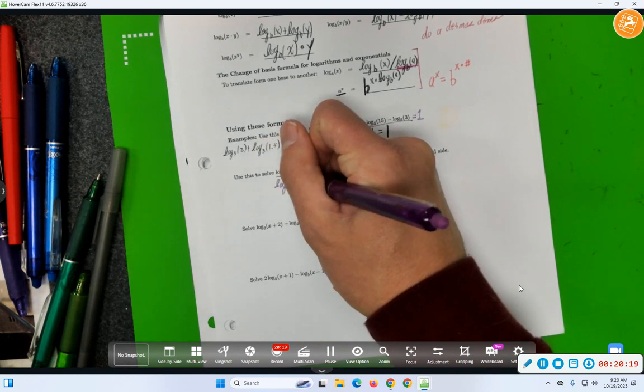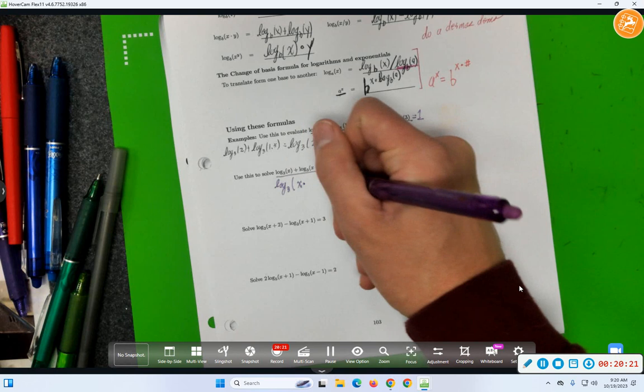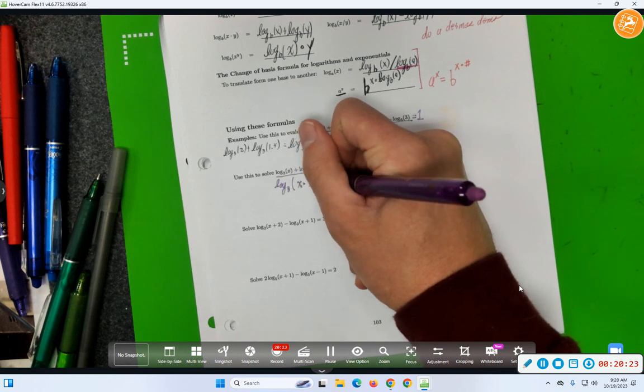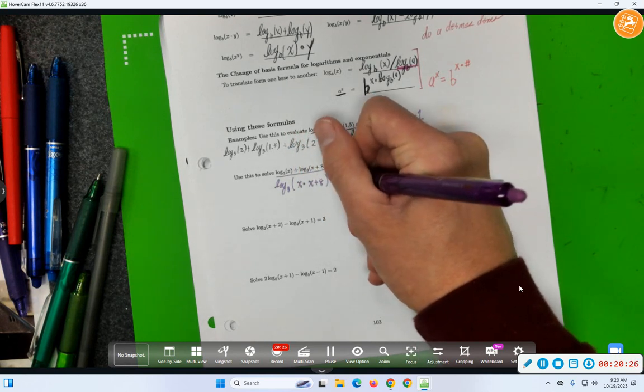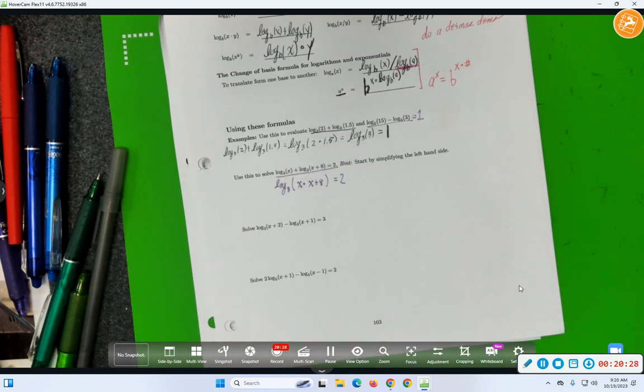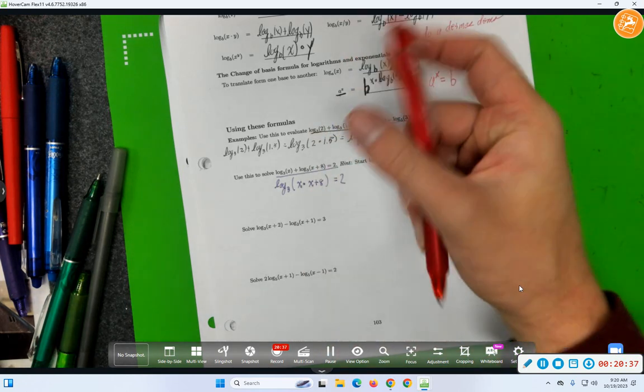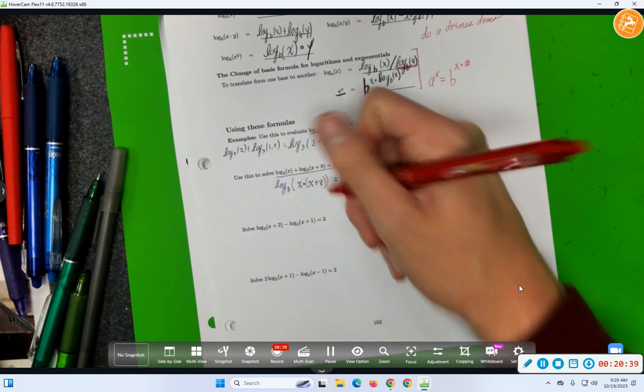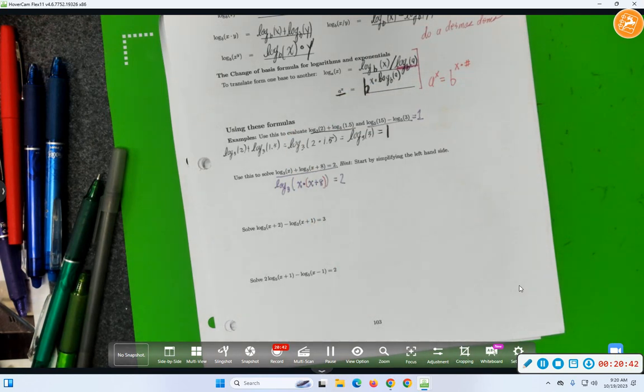Let's see what happens if you try that. Log base 3 of x multiplied by, ooh, I'm going to do something wrong. X plus 8 equals 2. What's wrong there? Yeah, the parentheses are important. All of x plus 8 needs to be multiplied by x. All right, neato. So now we have a single logarithm. All of the unknowns are inside of the argument of that log.